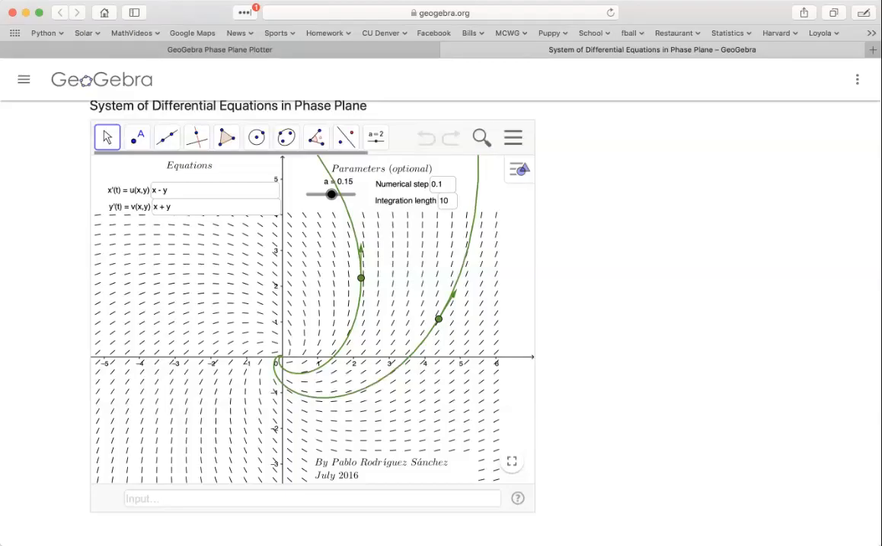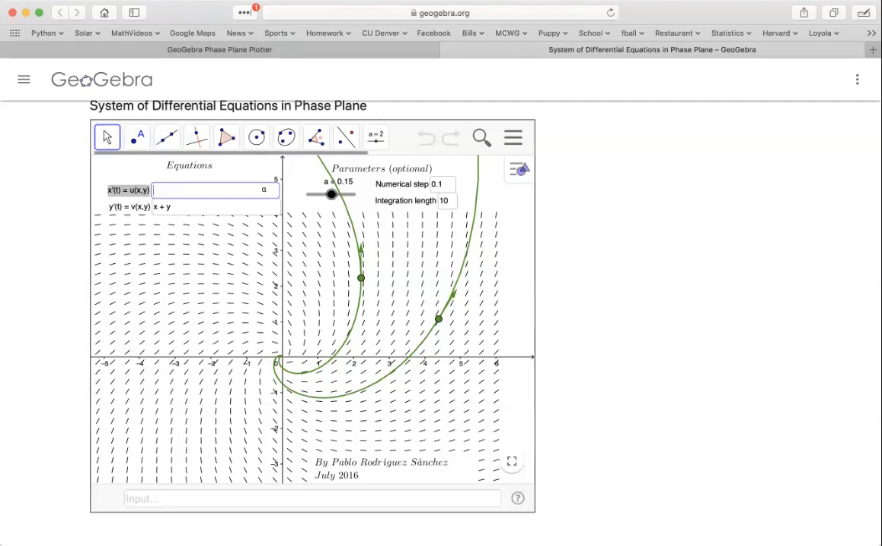All right, hi everybody. So in this video, I just want to take a quick little tour of this GeoGebra applet that I linked in Canvas. That's going to be a good tool to work with these systems of linear differential equations and get a sense of what the solutions would look like in the phase plane.